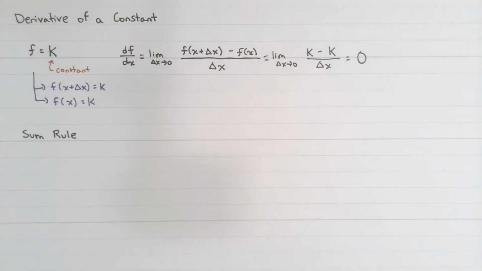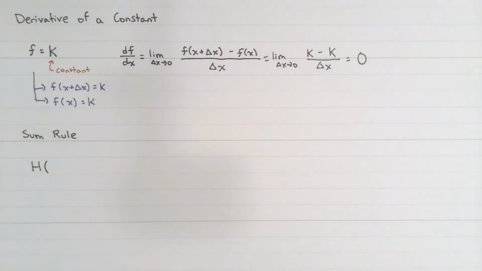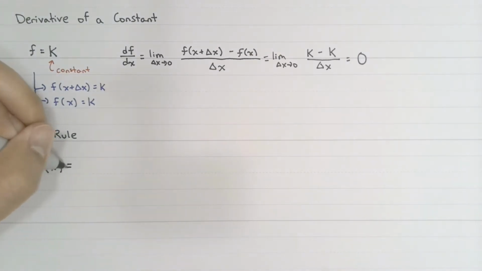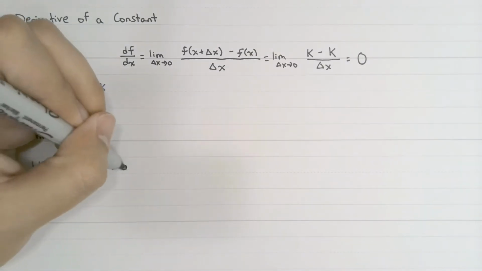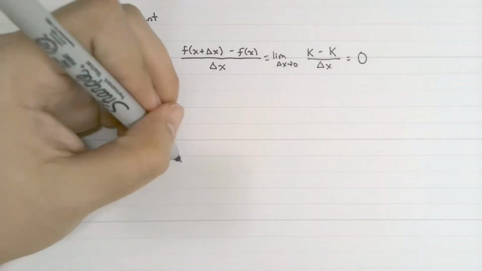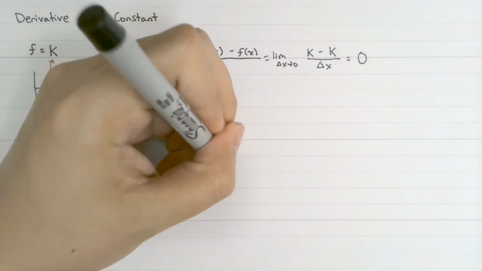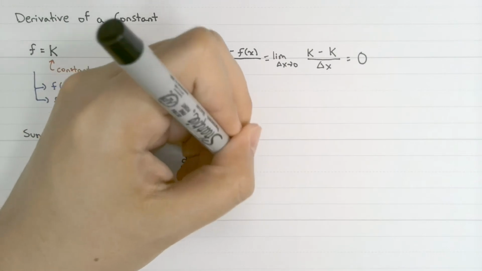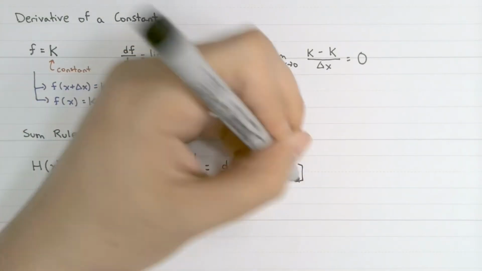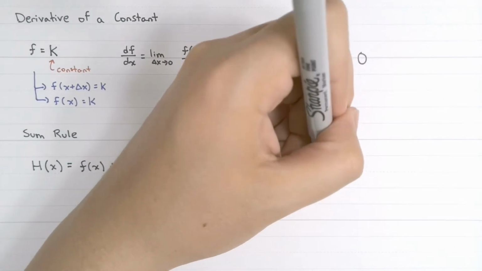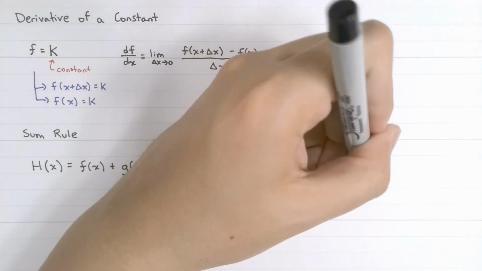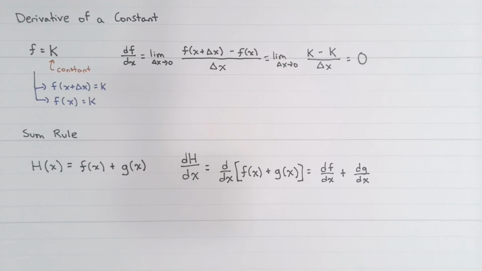Now let's look at the sum rule. Let's define a function h as equal to the sum of two other functions f and g, both of which depend on x. What if we want to find the derivative of h with respect to x? Well, one beautiful thing about operators is that they can be treated almost as variables. In other words, some of the basic rules like factoring can function on operators as well. In this case, the derivative with respect to x of f plus g is equal to the derivative of f plus the derivative of g.